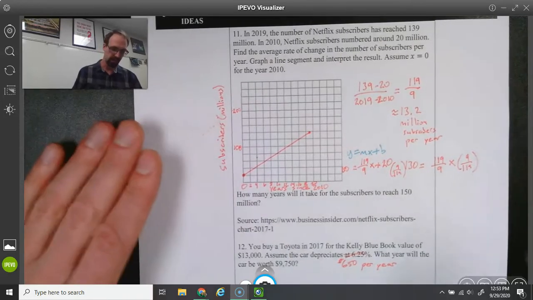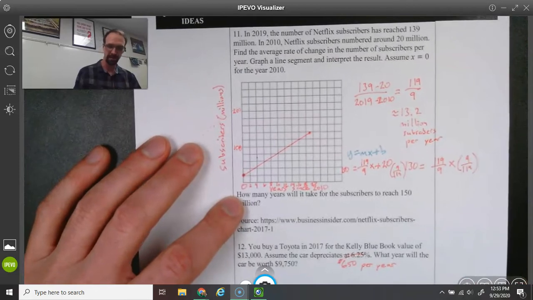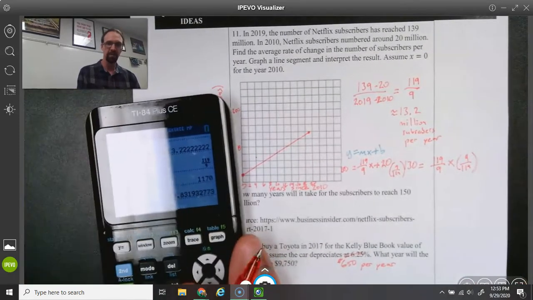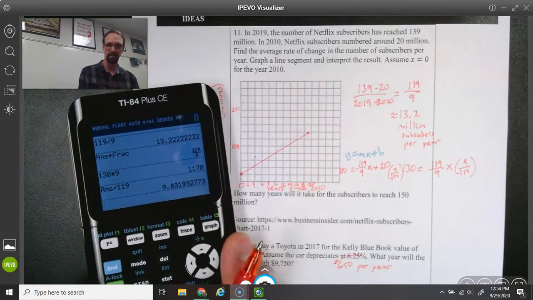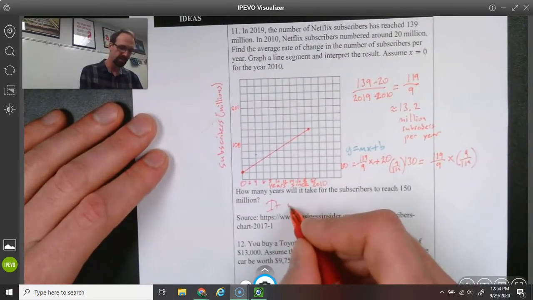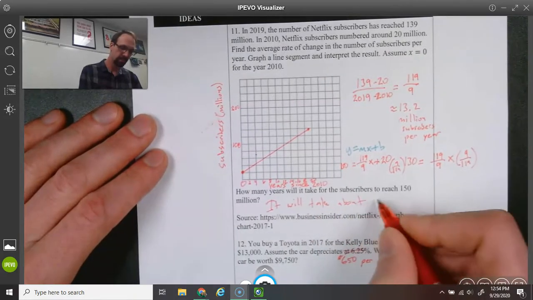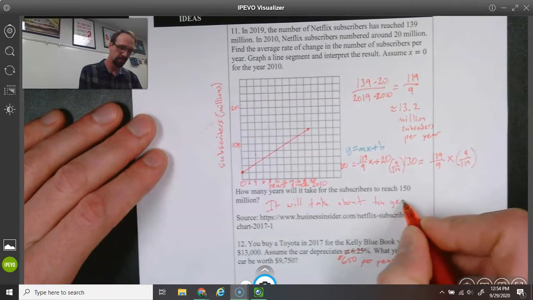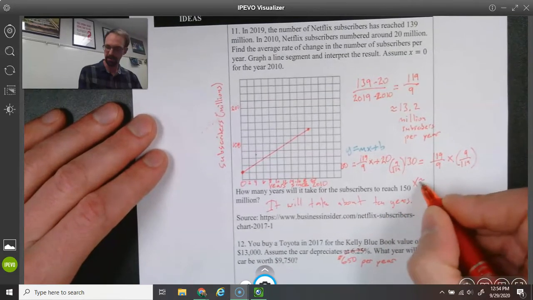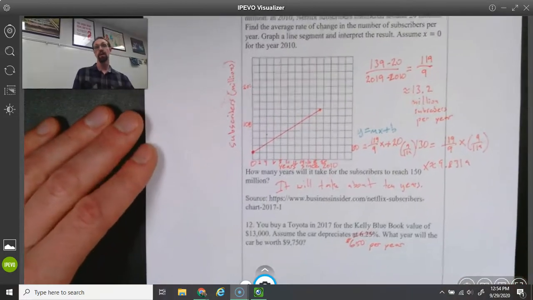And it looks like it'll be within the 9th year. Your value, you get just a little bit less than that. You get a little bit less than 10. So it will take about 10 years, because we get x to be 9.8319. So it's just right under that 10-year mark.